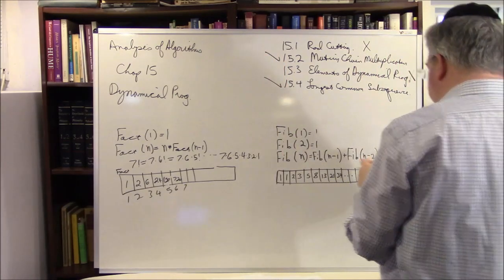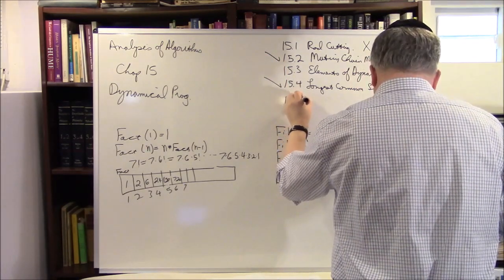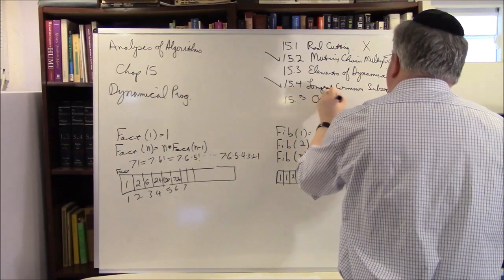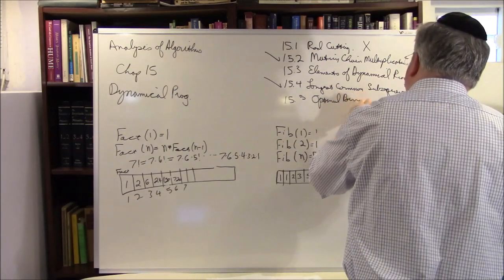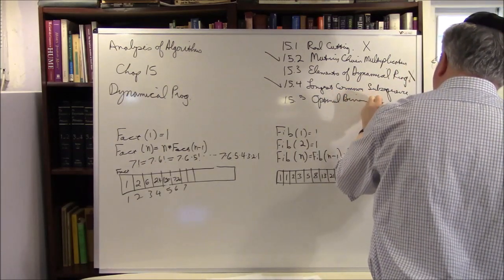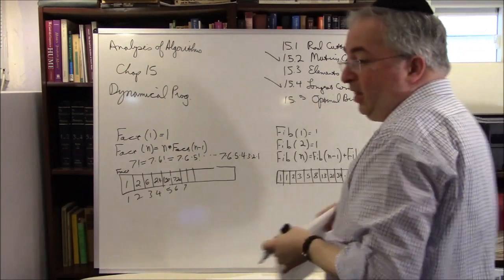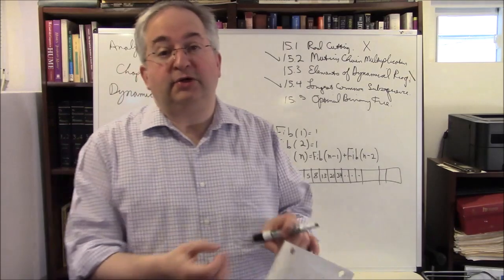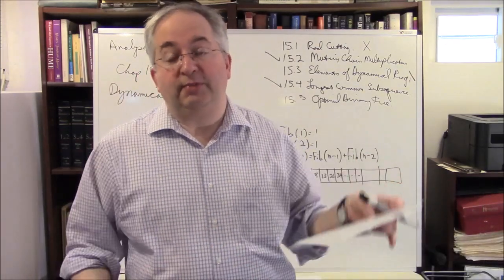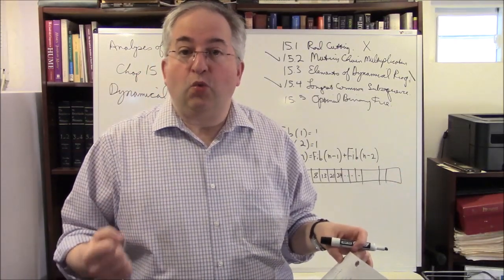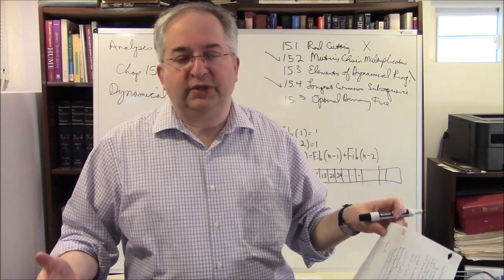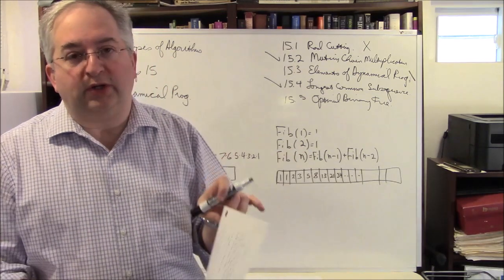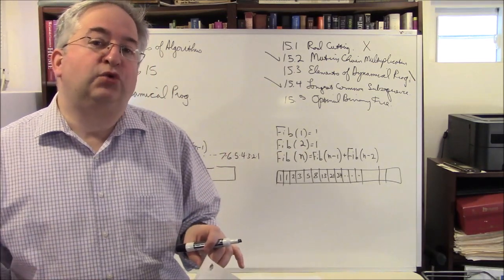And finally, the last one is section 15.5, okay? And that's called an optimal binary search tree. Let me just tell you what that's about. We saw at the end of binary trees that binary trees might not be pretty. In other words, they'll be long. What does it mean for a binary tree to be pretty? It means it's short.